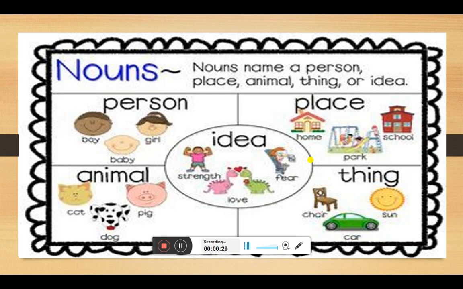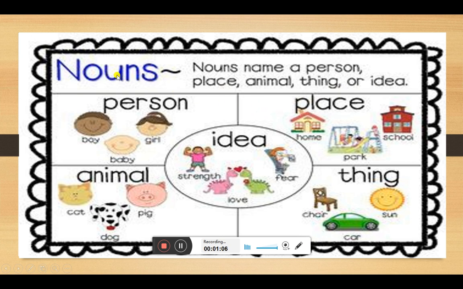Today we're talking about nouns, and let me tell you that everything in the world has a name, and all names or naming words are called nouns. So nouns are names. They are names of a person, a place, an animal, a thing, or an idea.